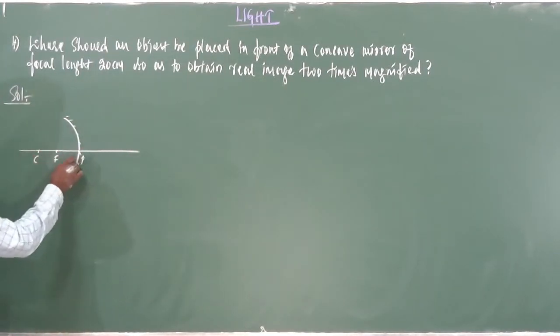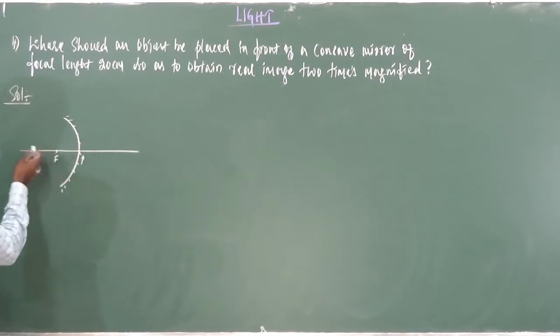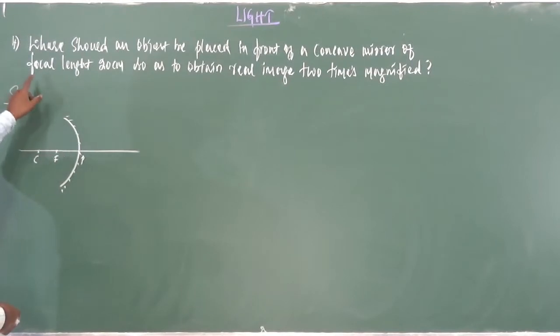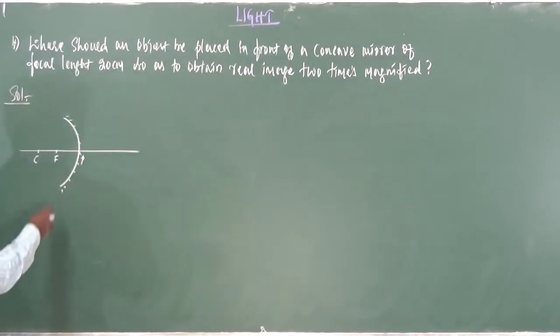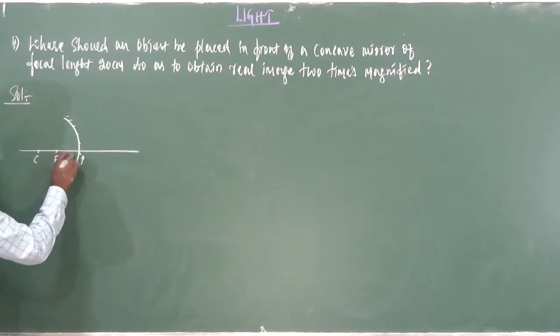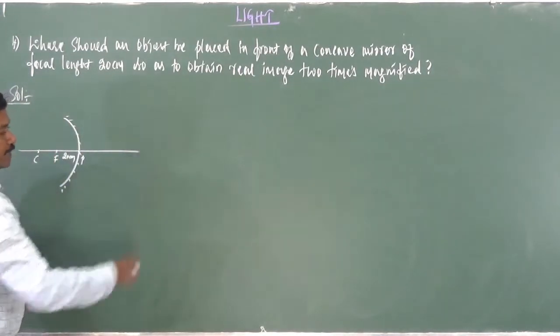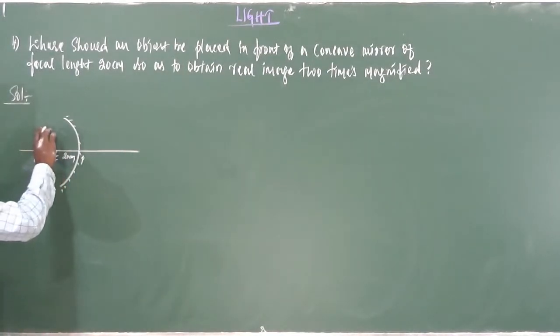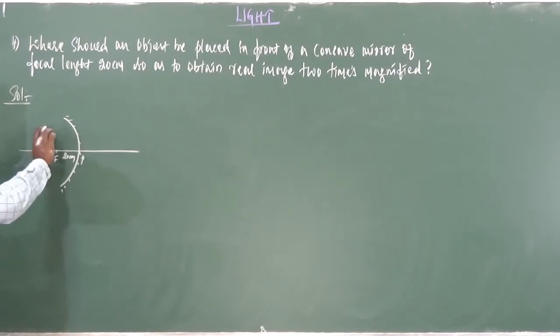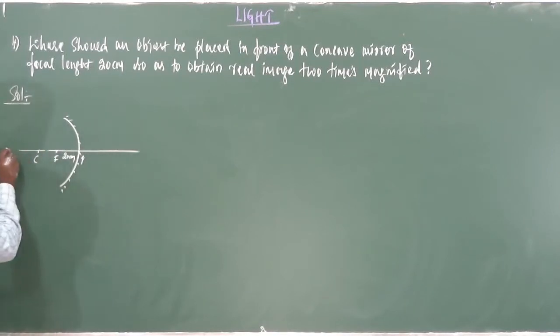Where do I have to keep the object: between C and F, between F and P, beyond C, or at infinity? That's the question. In front of a concave mirror of focal length 20 centimeters, so from P to F it is 20 centimeters, so as to obtain a real image 2 times magnified. If I keep the object here, I should get a 2 times magnified real image. If the object is 2 centimeters, the image should be 4; if it is 10 centimeters, it should be 20.